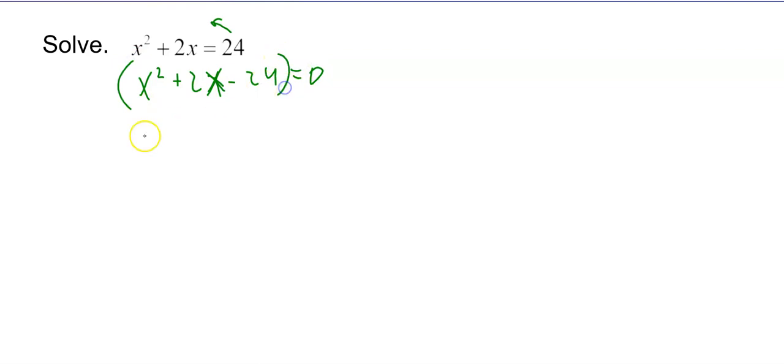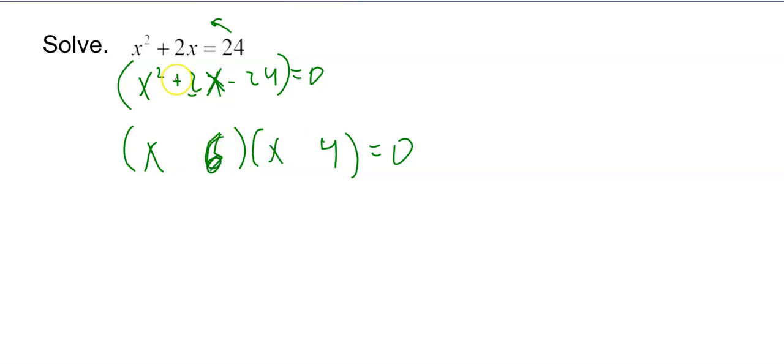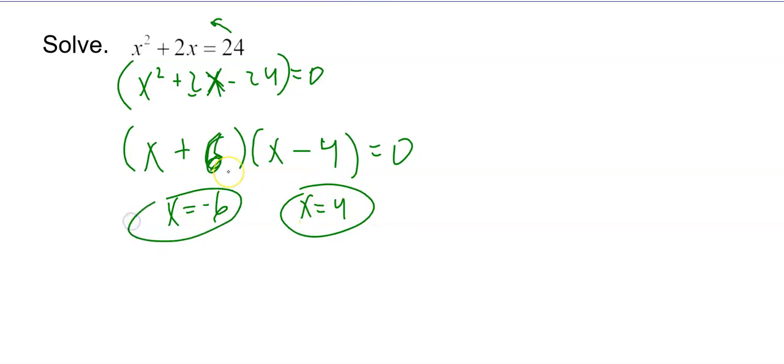So factor that thing, so it'd be x and x. Factors of negative 24 that add up to 2. So maybe 6 and 4. The bigger number is positive, so that's plus, that's minus. So x equals negative 6 and x equals 4. I've got my two answers.